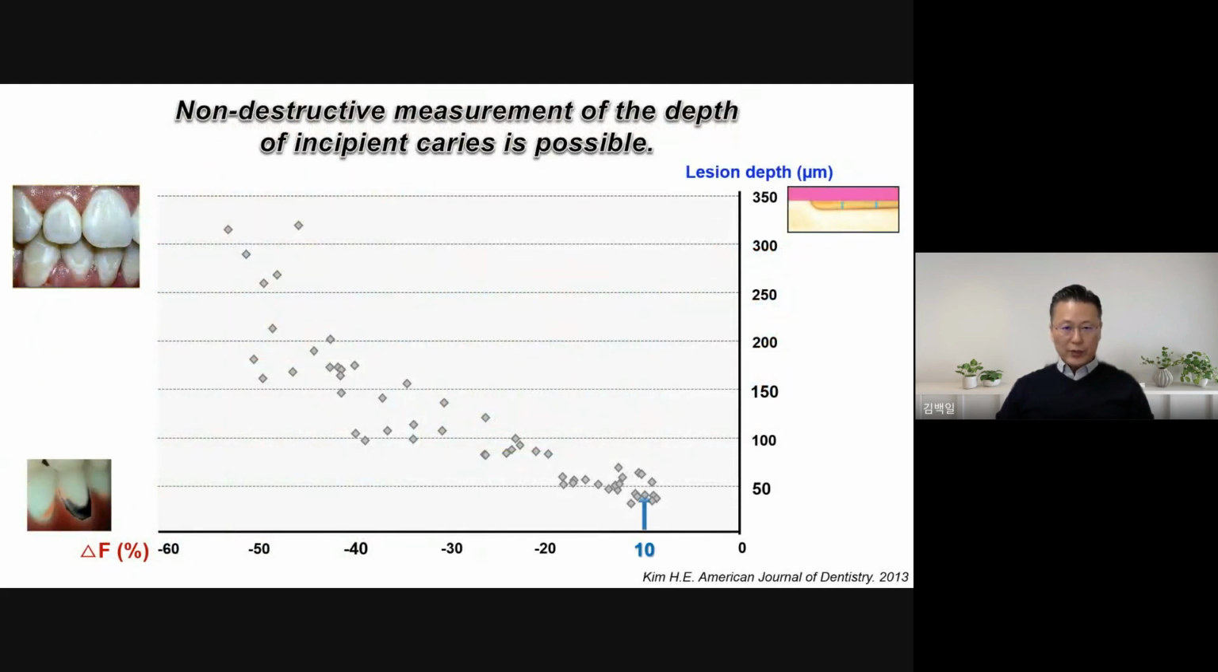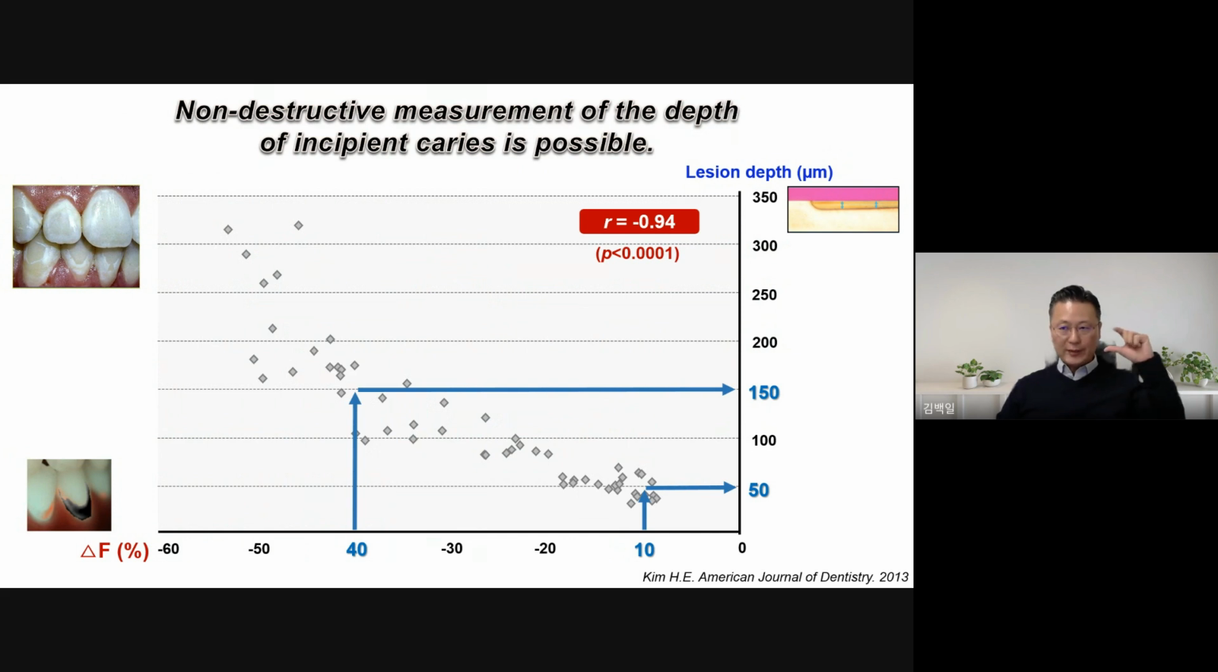According to our previous study, we did a simple in vitro experiment. We collected some human extracted teeth with white spot lesions. We took the image by QLF, then calculated the delta F value, which means tooth biofluorescence loss. And we also cross-cut the teeth, so that we could measure the real lesion depths by polarized light microscope.